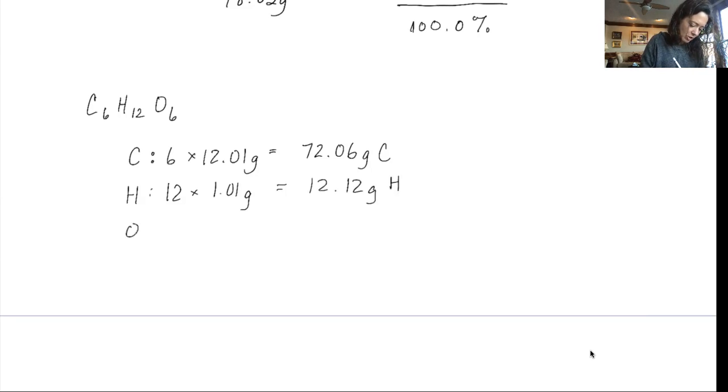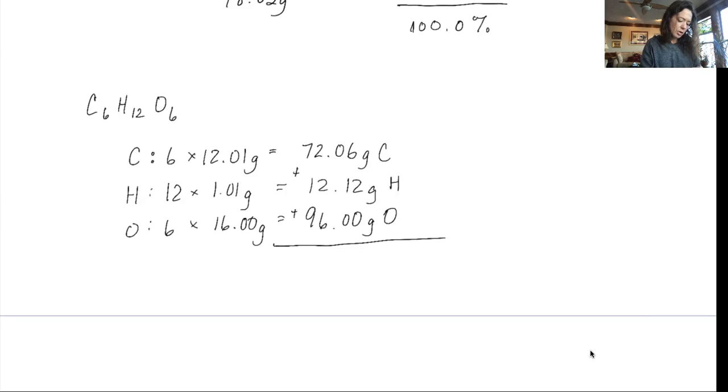And then for oxygen, we've got 6. Each oxygen has a mass of 16.00 grams. 16 times 6 equals 96.00 grams of oxygen. Let's add those together. 96 plus 12.12 plus 72.06 equals, I have a total mass of 180.18 grams of the compound.